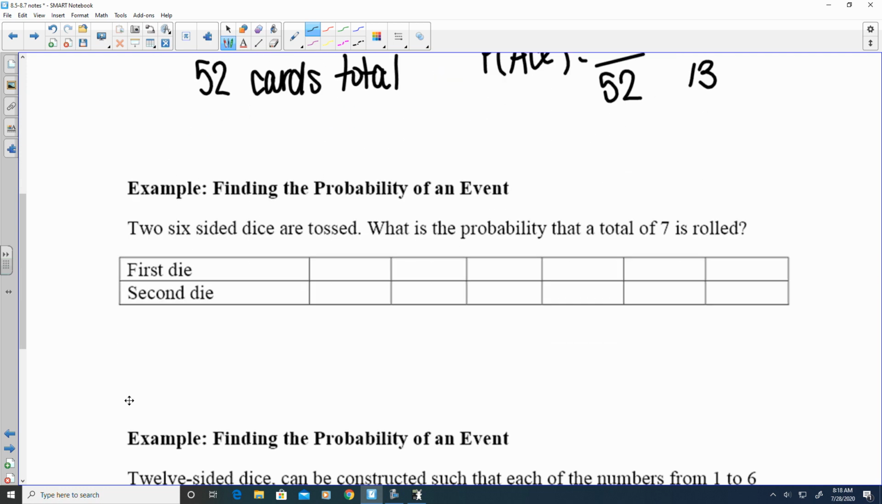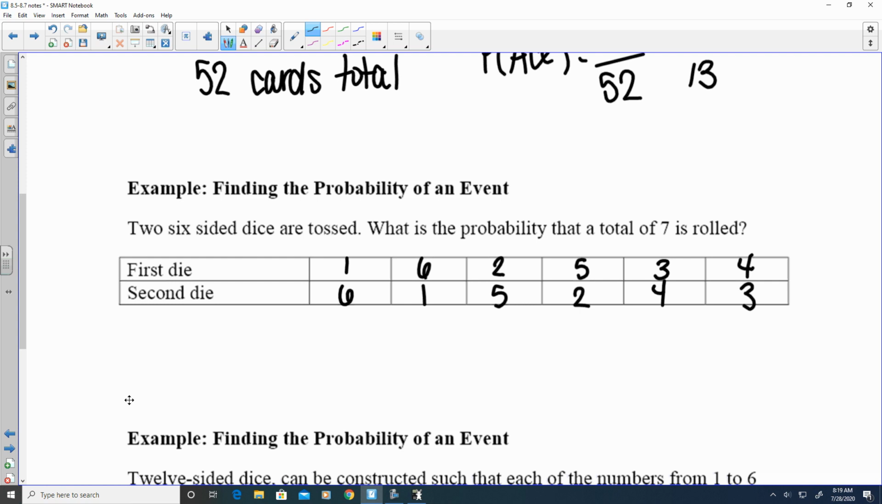Okay, 2 six-sided dice are tossed. What is the probability that a total of 7 is rolled? Notice how we have the first die and second die because order is important. We could have a 1 on the first and 6 on the second, and then flip that over, 6, 1. We have 2, 5, 5, 2, and then 3, 4, 4, 3. So there are 6 combinations for rolling a 7.